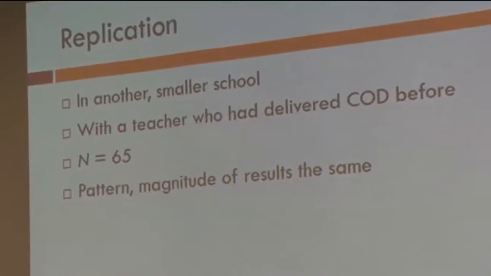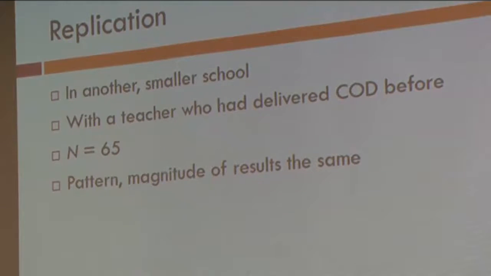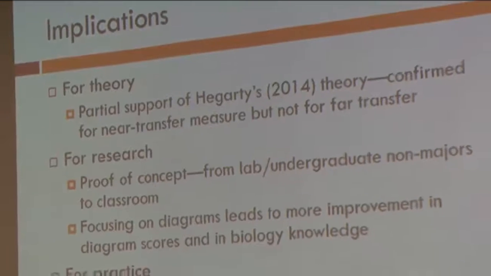Okay, so we then replicated this in another smaller school, and this was the teacher who was our first guinea pig for the conventions of diagrams. I think, Ting, you spent a lot of time with this teacher. Yeah, it was a fascinating school in a large East Coast city. In this case, there were 65 kids in, I want to say, 4 classes. And the pattern and magnitude of the results was really the same. In other words, we have just a very straightforward replication of the findings.